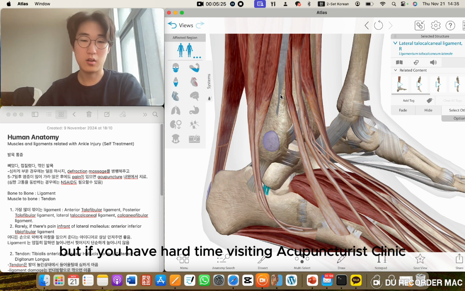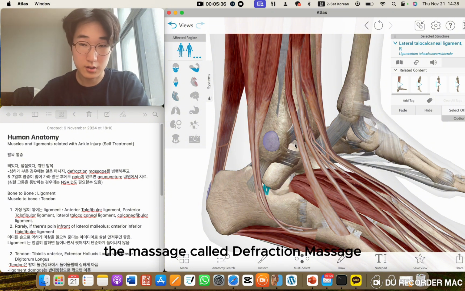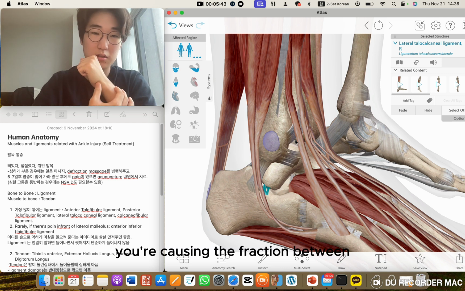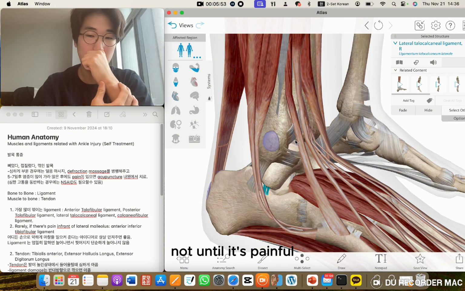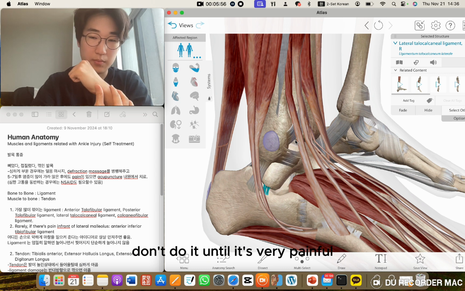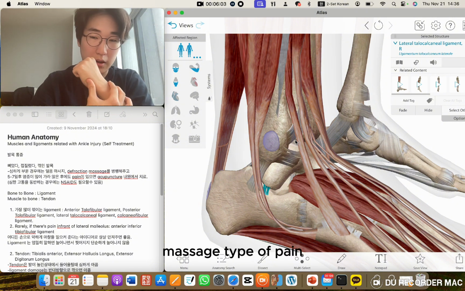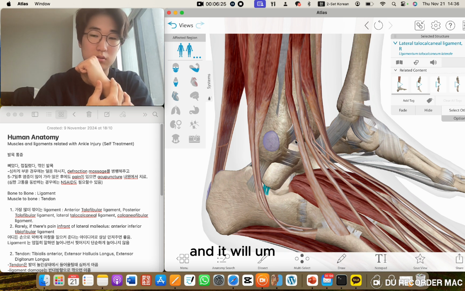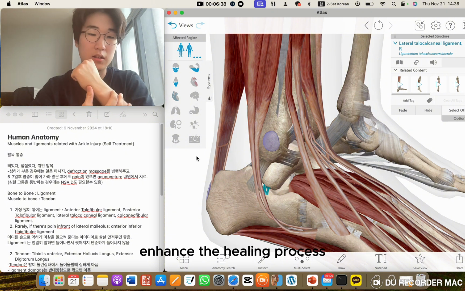If you have a hard time visiting an acupuncture clinic, it is recommended to do a massage called friction massage. Friction massage is, as it literally says, causing friction. You just basically rub the damaged tissue, not until it's painful. Don't do it until it's very painful. Just do it until you feel a bit warm, a massage type of pain. Your body will acknowledge that pain is there, and it will invigorate the circulation of the blood inside there and enhance the healing process.